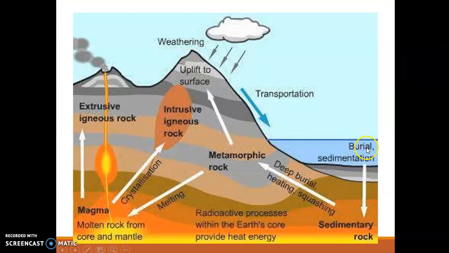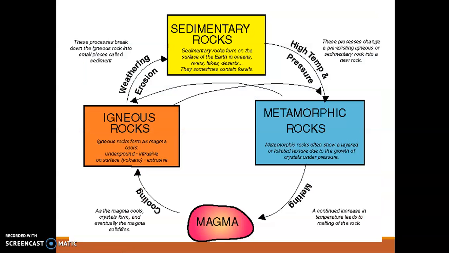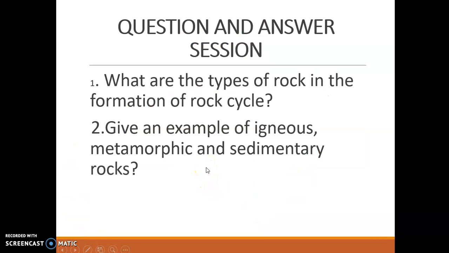This is a clearer picture of how exactly the rock cycle works. So it starts with magma. Due to the cooling process, it forms igneous rock. Due to weathering and erosion, the sedimentary rocks form, and then high pressure and temperature cause metamorphic rock, and due to melting again, it forms back magma. So this entire cycle is known as the rock cycle.